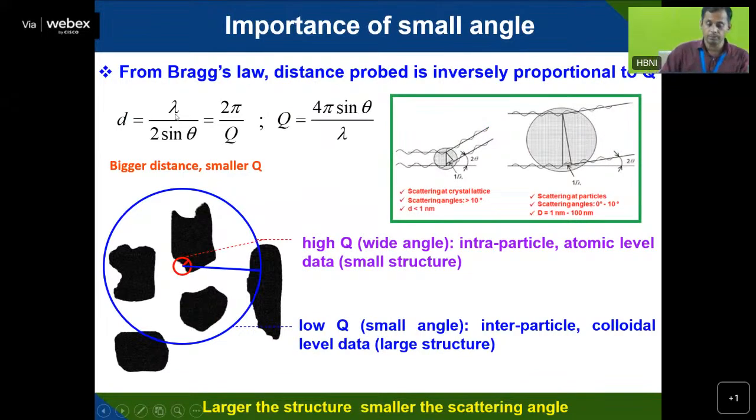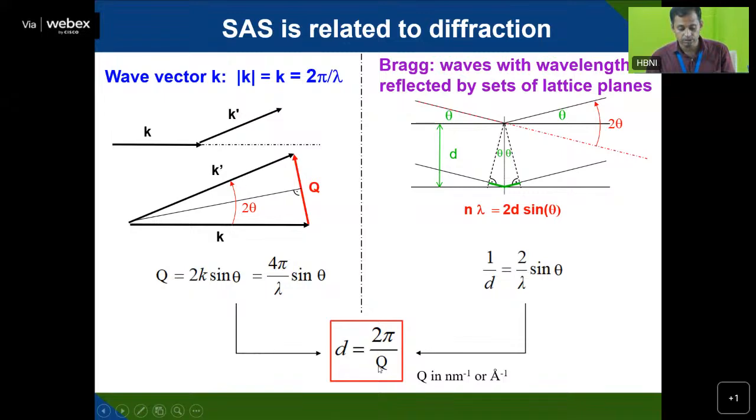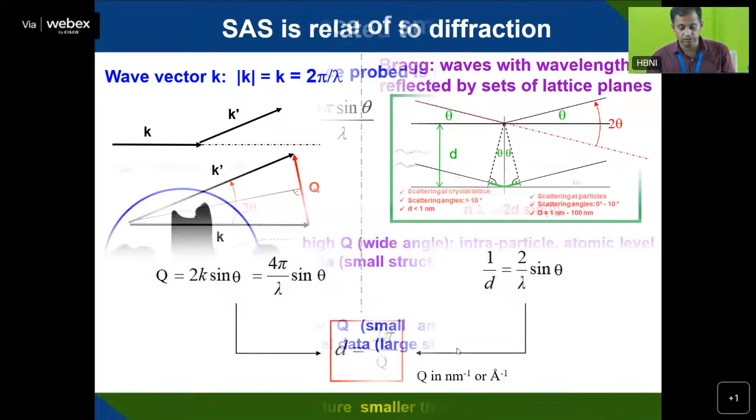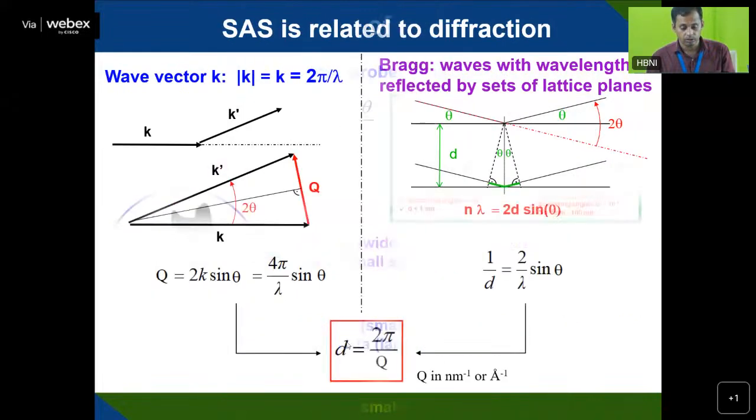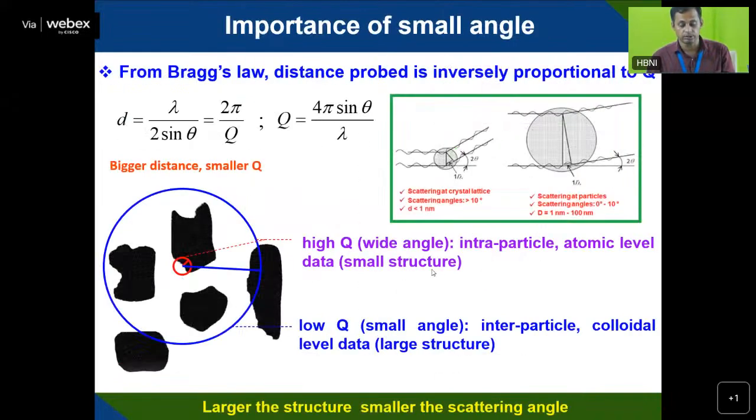You can see here from Bragg's law that the distance d is inversely proportional to Q, so Q equals 2 pi by d. So from that you can see, if you have a bigger distance, you need a smaller Q value. This is the whole structure here, and there is a small portion here in the red mark. At high Q, when you go for wide angle, you can see the interparticle, atomic level data of the small structure.